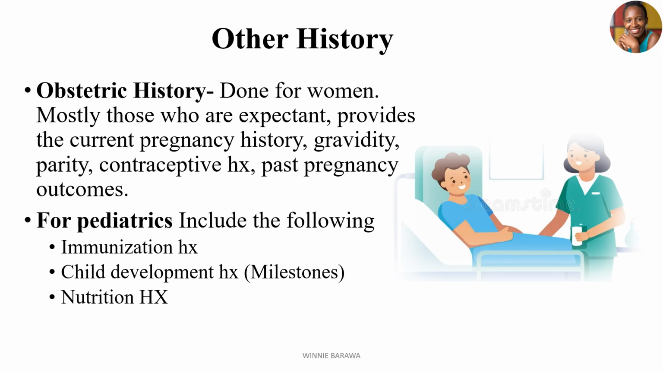But for the pediatric clients, this is another second part you can check on. Pediatric history. If you're taking history from a child, then you can pull in these other parts. You can pull in immunization history. So in the immunization history, you want to determine if the client or the child has achieved the immunization schedules, that is at birth, 6 weeks, 10 weeks, 14 weeks, or whatever stage that the client is at and you are taking the history at. And then you want to check on the following, like child developmental histories and milestones. Then you also wish to establish the nutrition history.